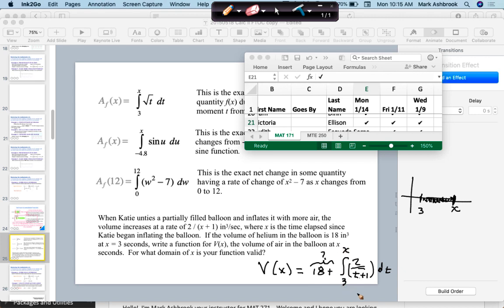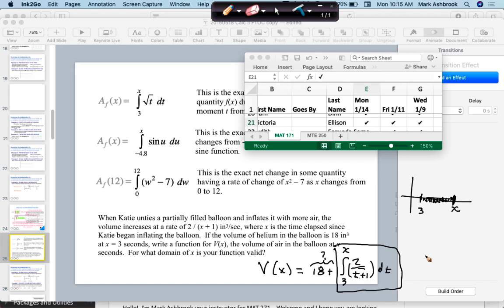Right, so in the context of the balloon and the volume, what does it mean in terms of the balloon and volume? That's what I put a box around. So you'd say it's how much the volume changed since 3 seconds, right? Starting at 3 seconds.